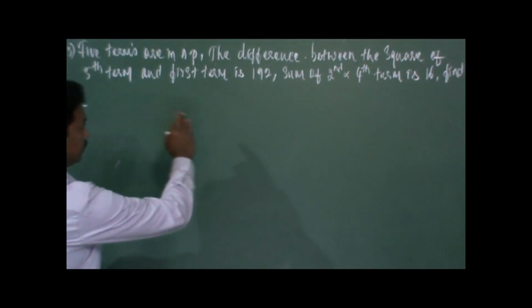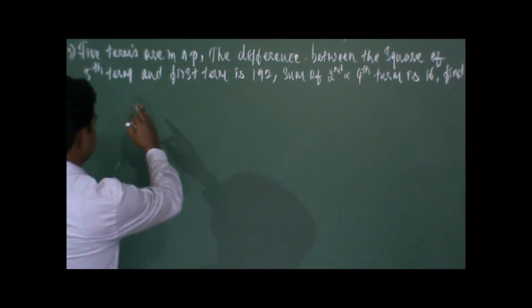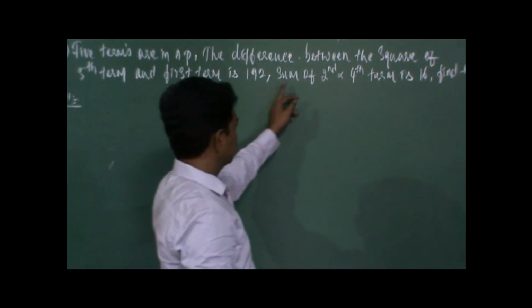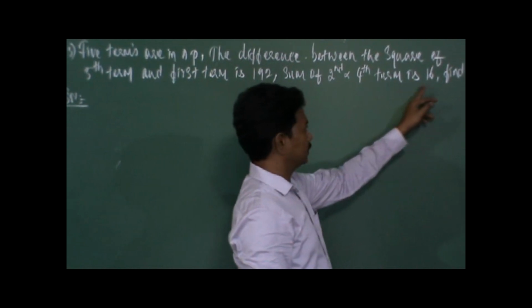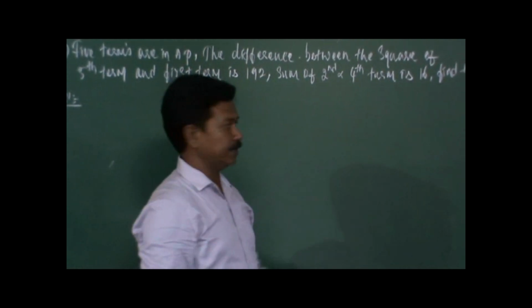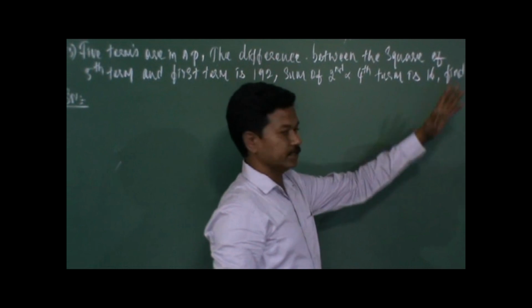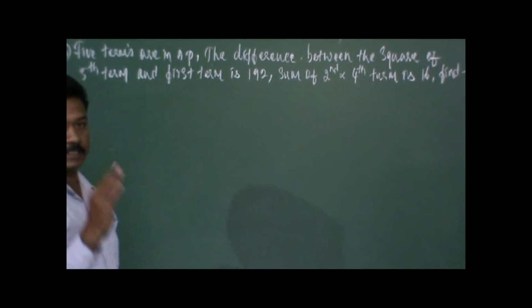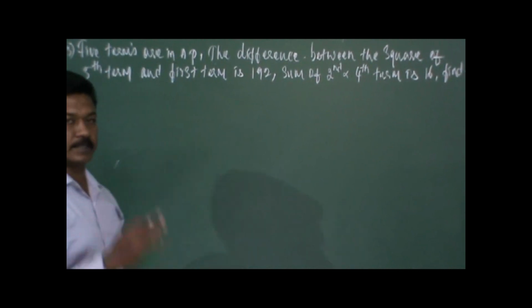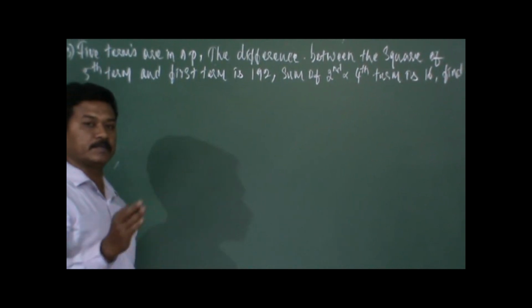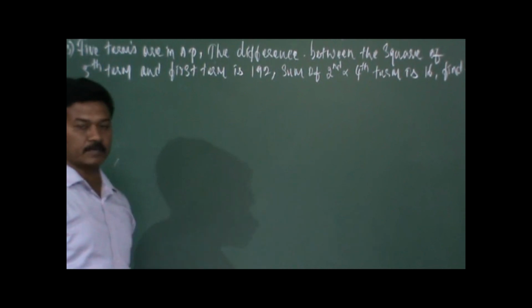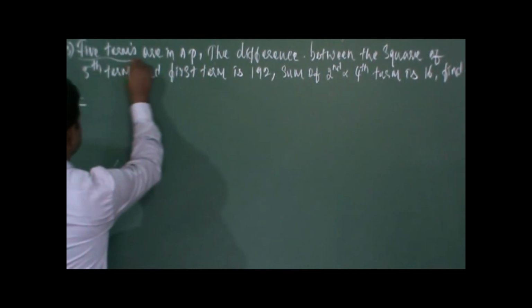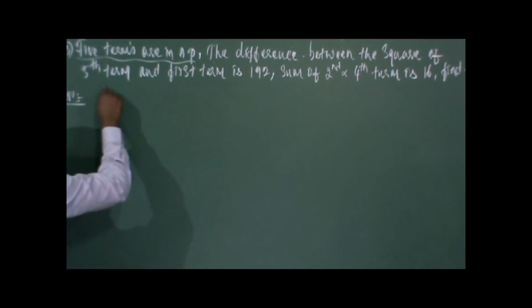The difference between the squares of the fifth term and first term is 192. This is the first condition. And the second condition is the sum of the second and fourth terms is 16. That is the second condition. Using this you have to find the AP. So in order to find the AP, we know that we have to find the first term and then we should have the common difference. Using the first term and common difference, we can reach the required AP. So let us guess the terms first. 5 terms are in AP, so let the 5 terms be.